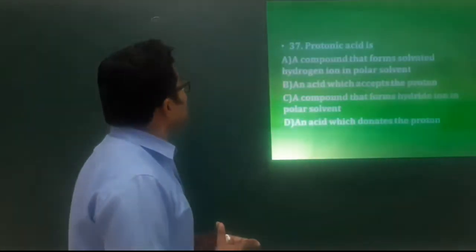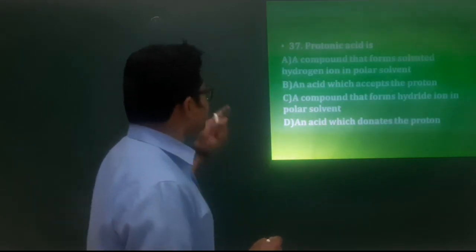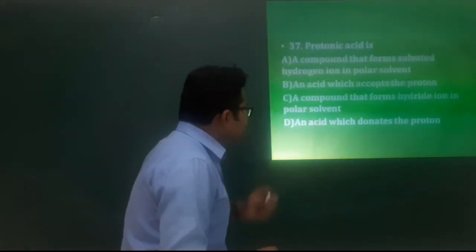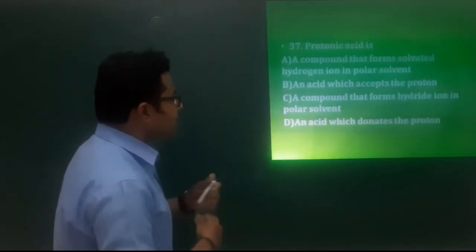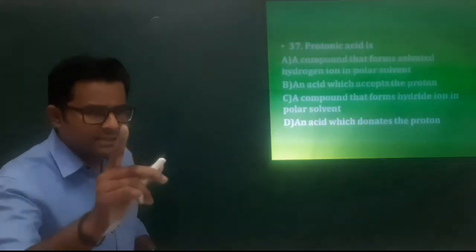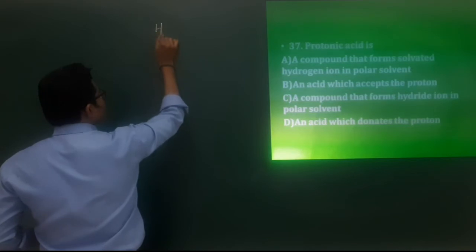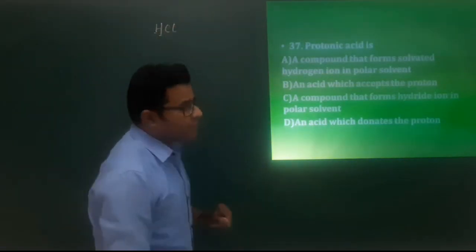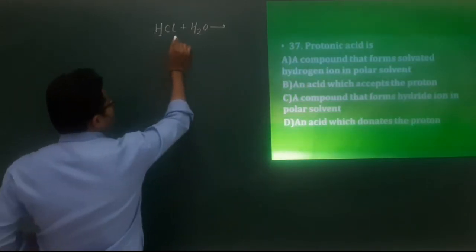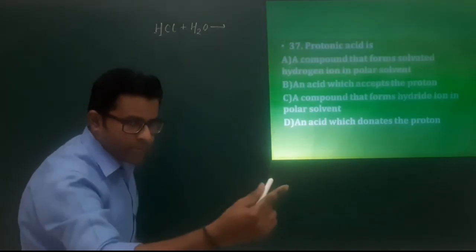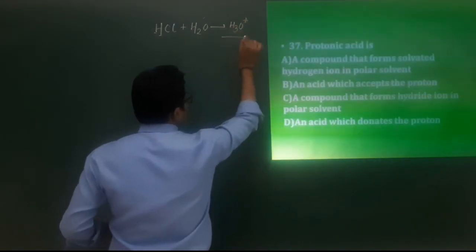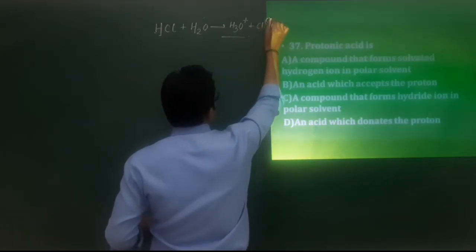Question number 37. Protonic acids is, let's see, option A, a compound that forms solvated hydrogen ion in polar solvent; an acid which accepts the proton; a compound that forms hydride ion in polar solvent; an acid which donates proton. Let's take one example for protonic acid, let's say HCl. When we put this into a polar solvent, as according to A, the acid has a tendency to donate a proton. This proton adds up to water in order to give us H3O+, plus what we have is Cl-.